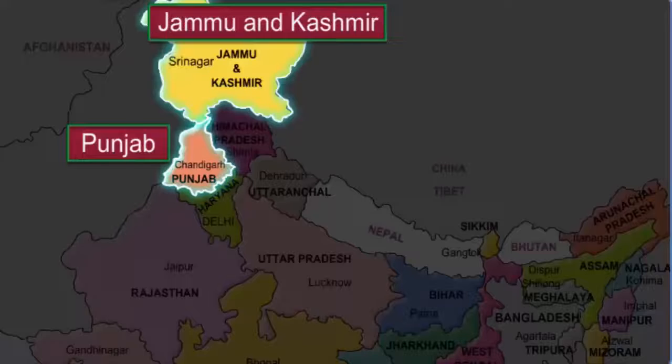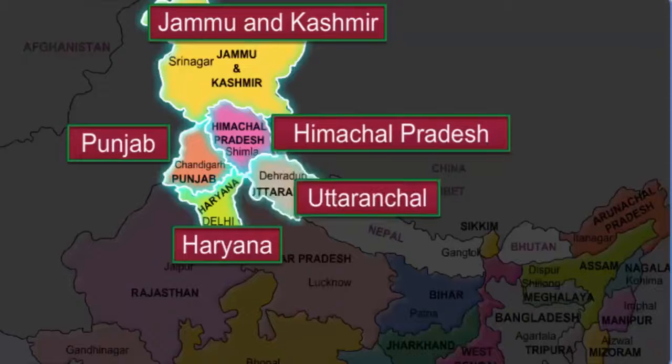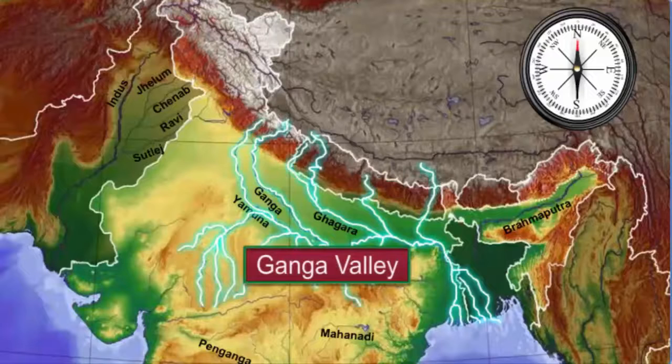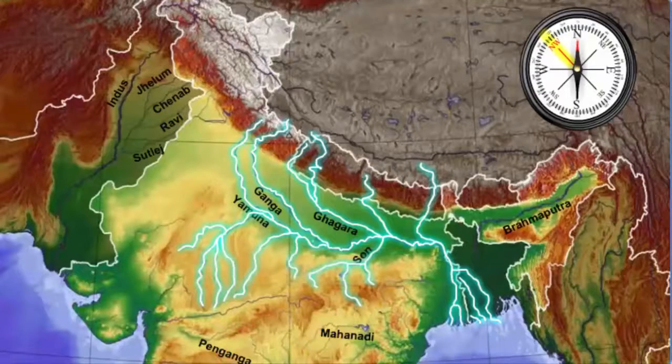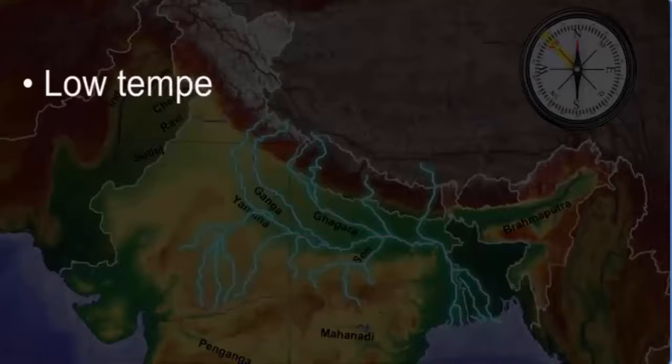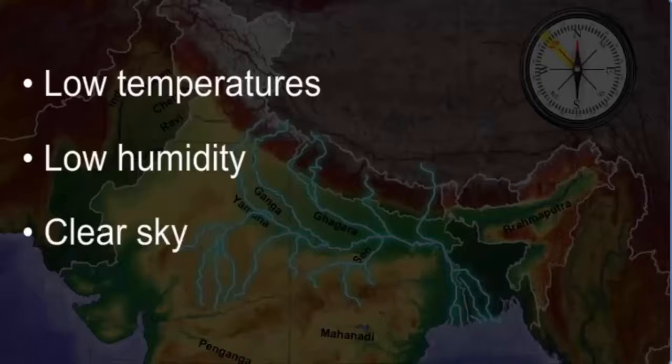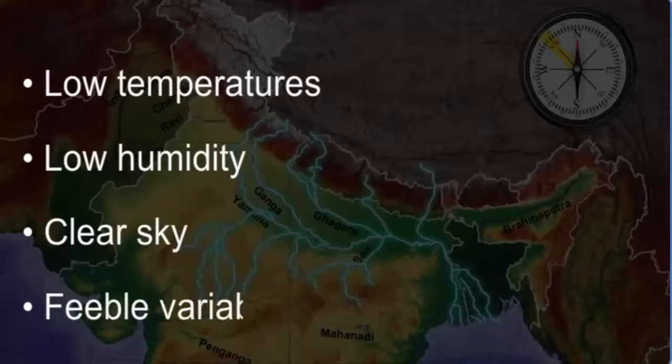In the northern parts of the country, a high-pressure region develops. As a result, light winds blow outwards from these parts, passing through the Ganga Valley from the west and the northwest. These parts normally experience low temperatures and low humidity, a clear sky, and feeble, variable winds.